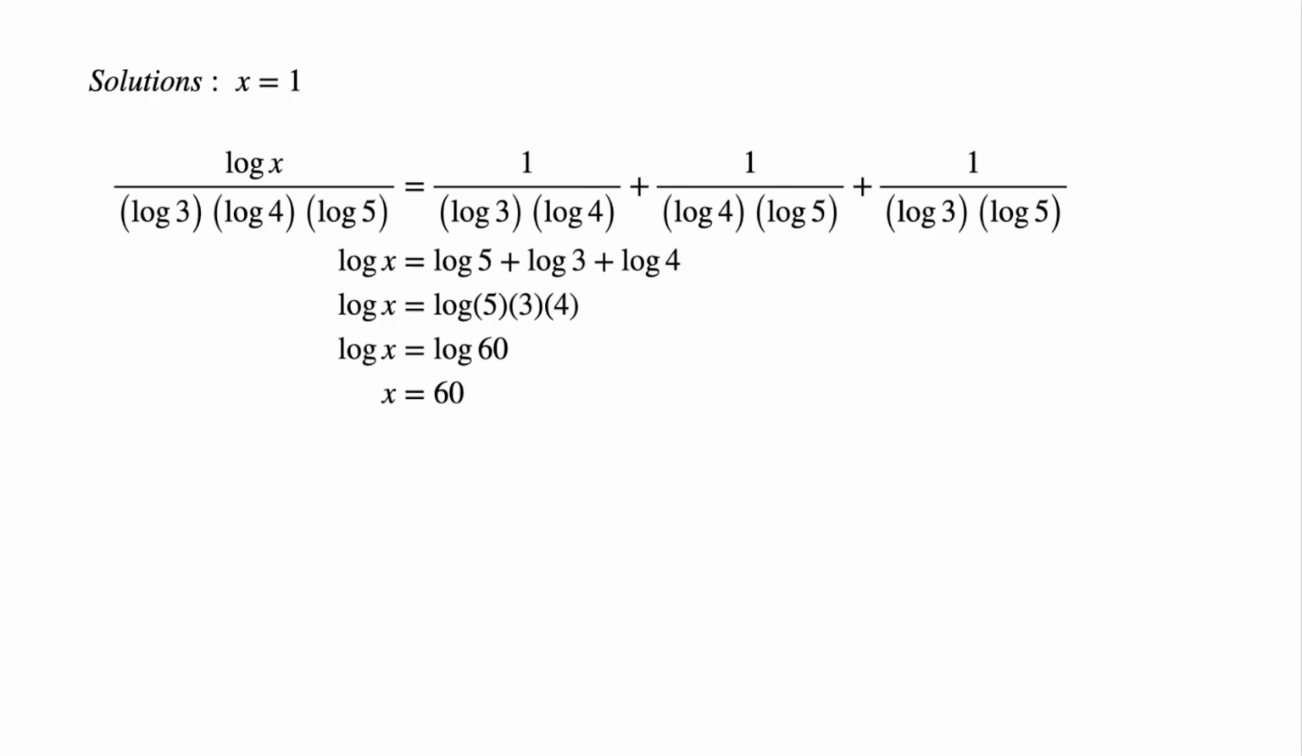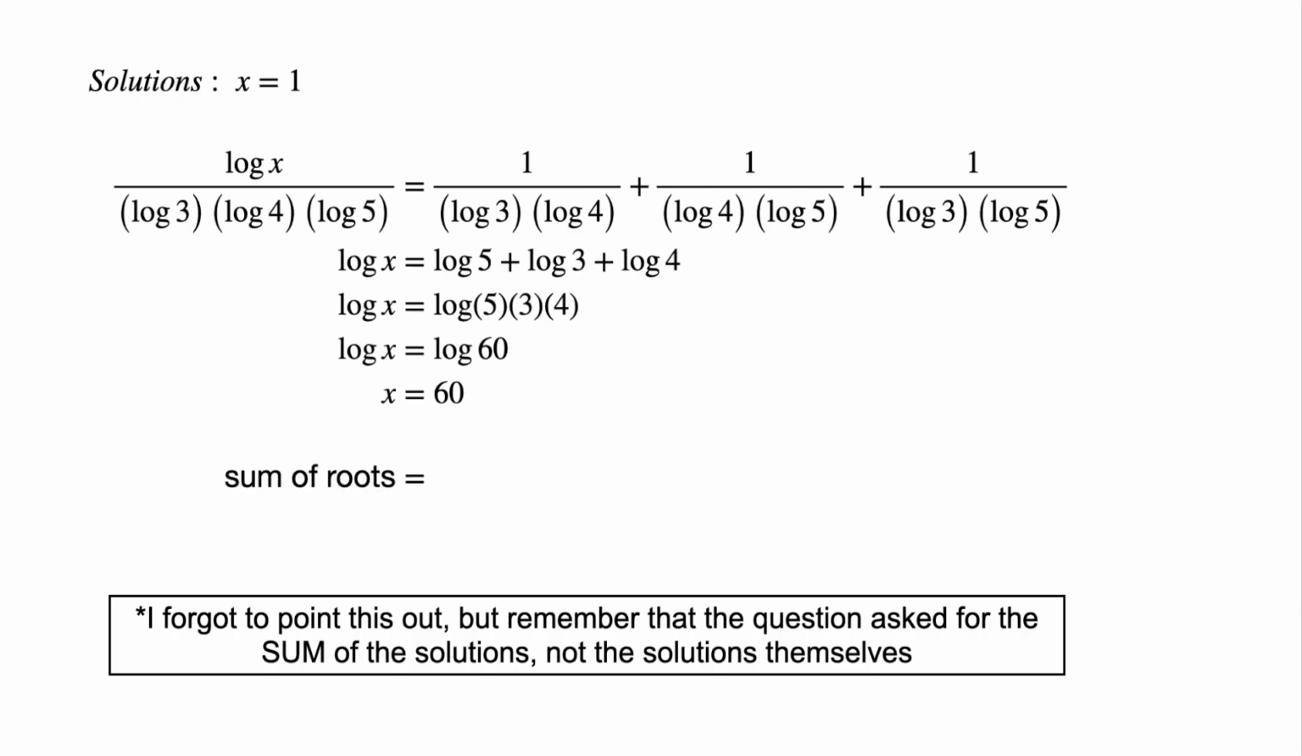And quick note, usually with logarithm questions you have to check the solutions to see if there are any domain issues. But here both of the solutions are positive, and it wouldn't cause any domain issues because you can log a positive number with no problem. So both solutions are fine in this case, and checking solutions aren't really an issue here. Now we can easily find the sum of roots, which is 61.